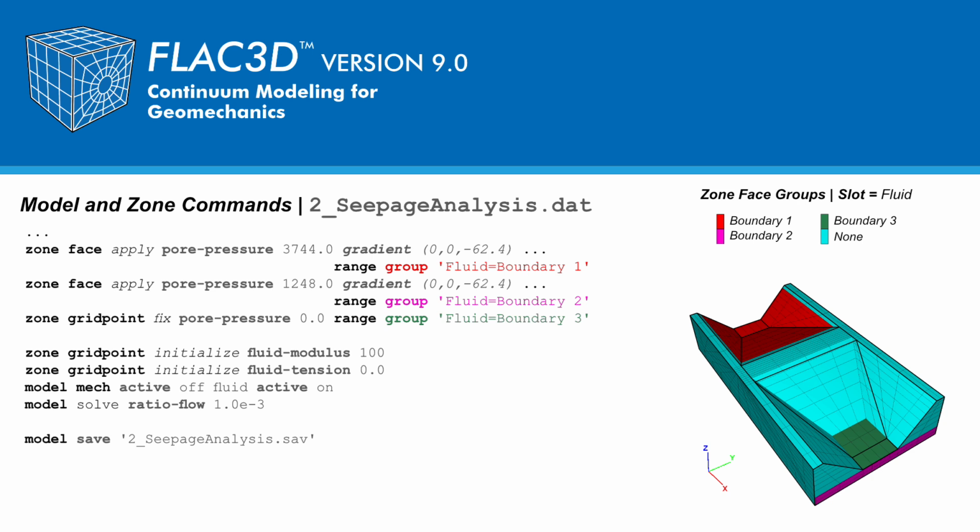An uncoupled analysis will be conducted in which the steady-state seepage will be determined without changes in effective stress. This analysis setting is achieved with the following commands. 1. model fluid active on to turn on fluid flow calculations, and 2. model mechanical active off to turn off mechanical calculations. We can now solve for steady-state seepage using the model solve ratio-flow 1.0e-3 command. Once the solution is found, the final step is to save the state.